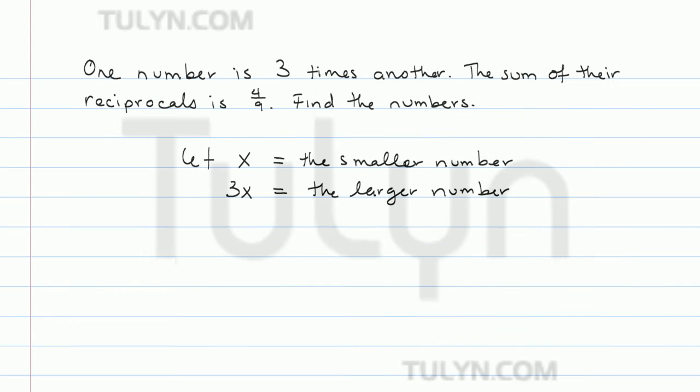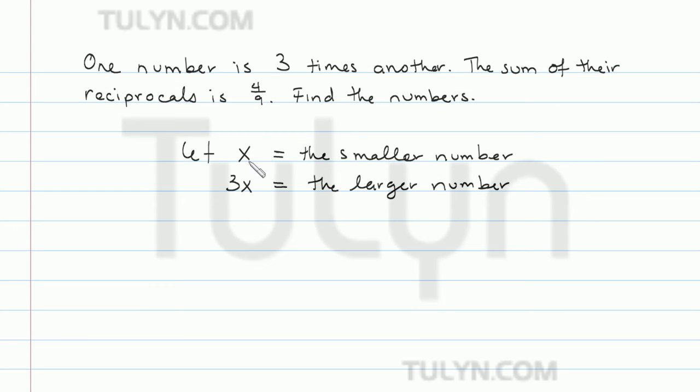We also know that the sum of their reciprocals is 4/9. So we need to find the reciprocals for x and 3x. So the reciprocal for x is going to be 1 over x, right? Because the reciprocal of any number is 1 over that number. And similarly, the reciprocal for 3x is going to be 1 over 3x.